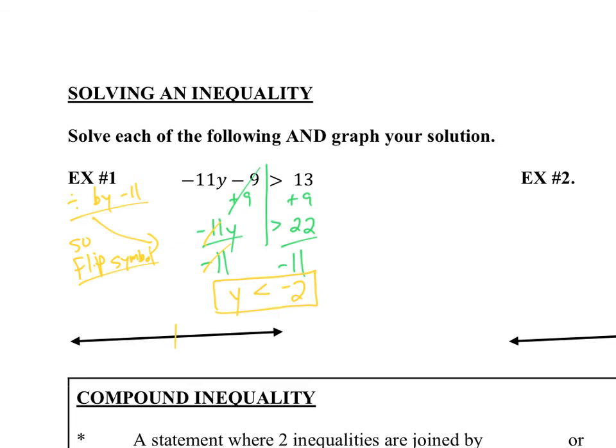So now when we graph it, we're going to put negative 2 in the middle. If it says y is less than negative 2, less than means open circle. And where are the numbers smaller, to the left or right? Smaller goes to the left. So your graph would look like this. Open circle at negative 2 pointing to the left.